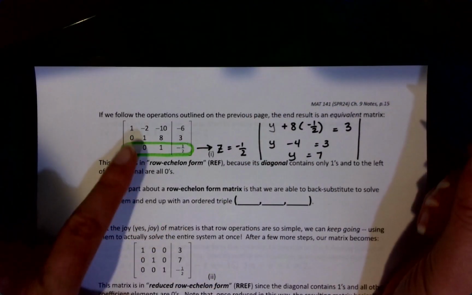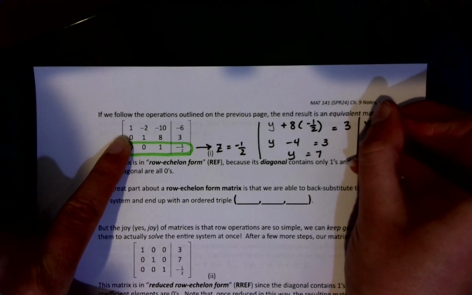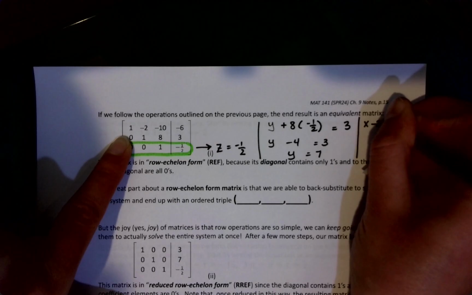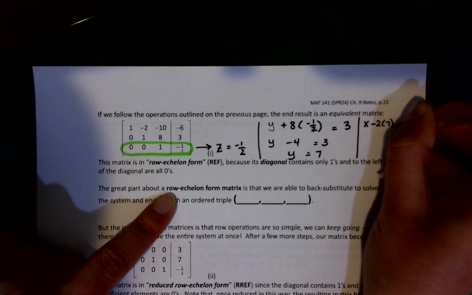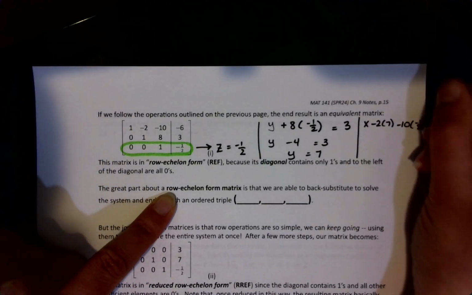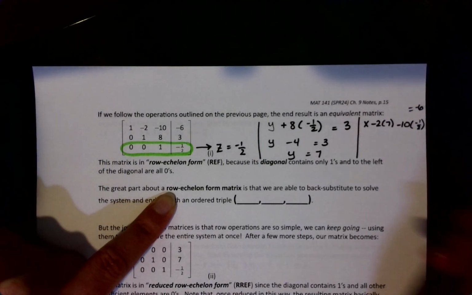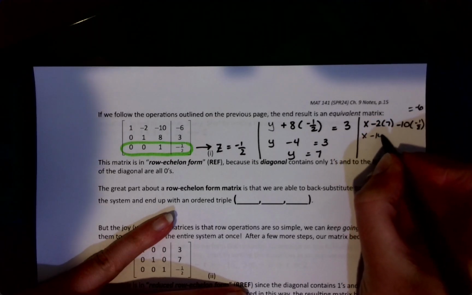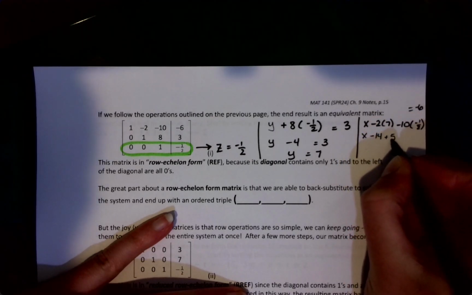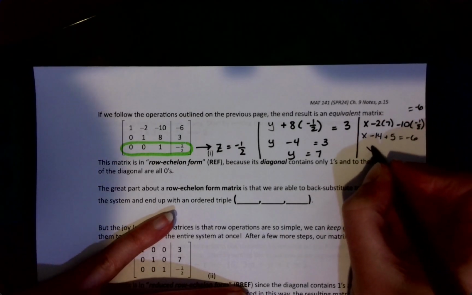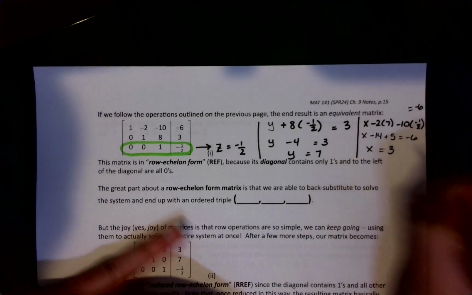And then the top row, which reads as 1x minus 2y, which is 7, minus 10z, which is negative 1/2, is equal to negative 6. So that's x minus 14 plus 5 equals negative 6. That's going to allow me to solve and get an x value of 3.